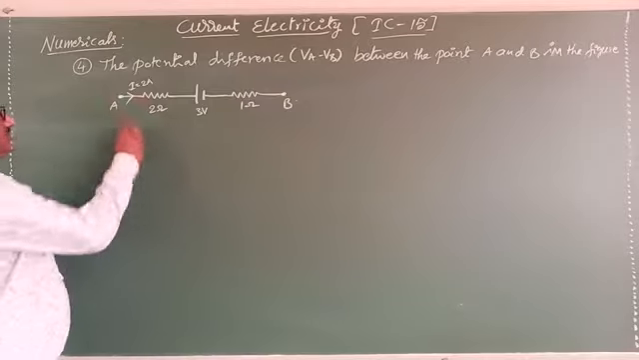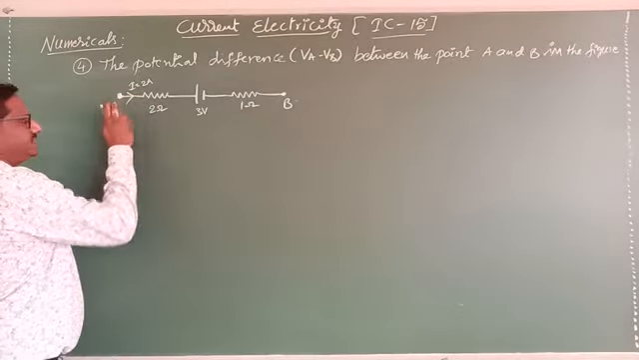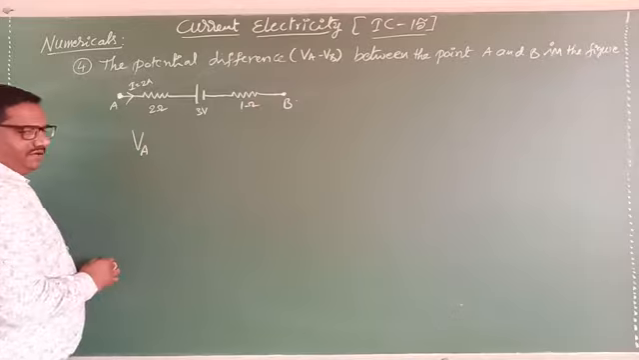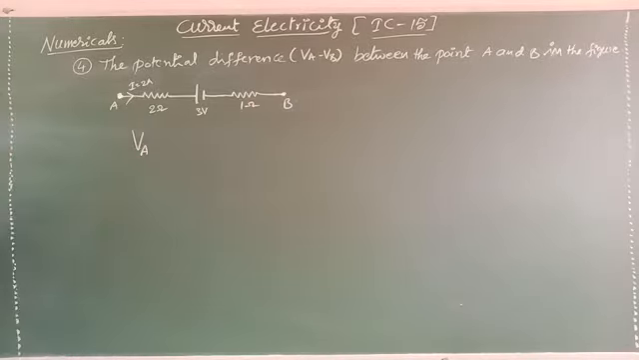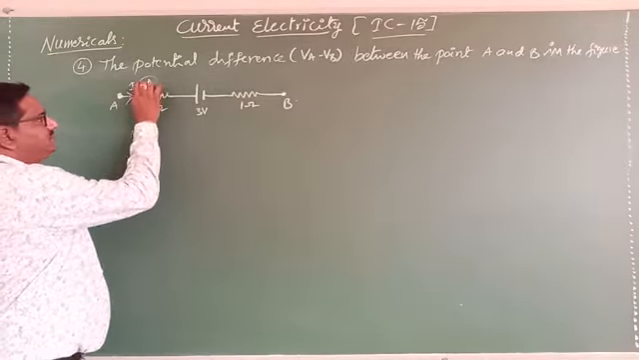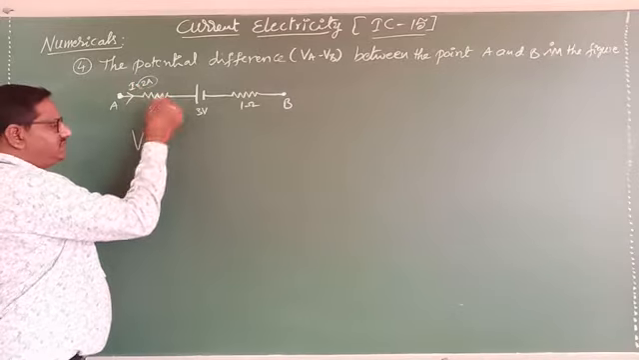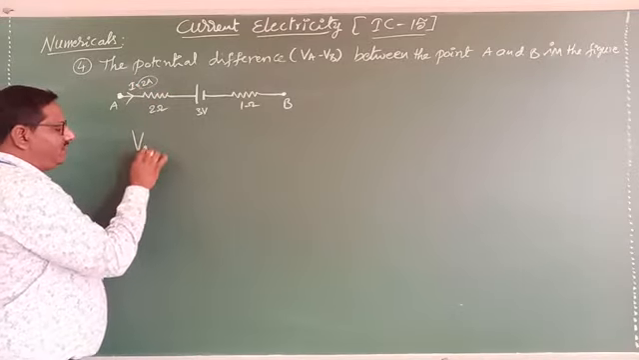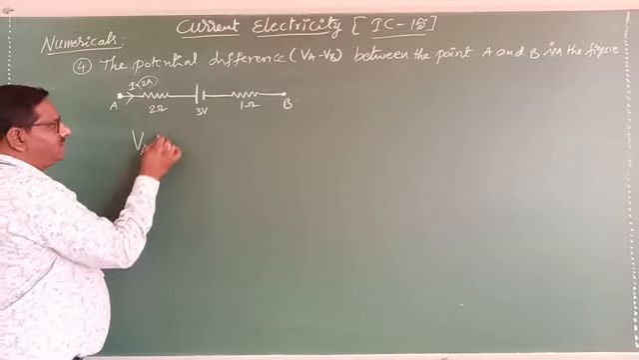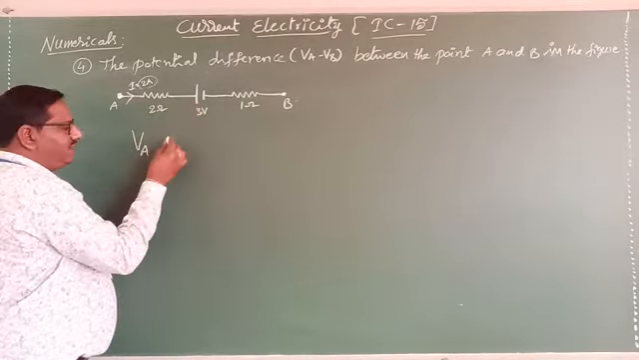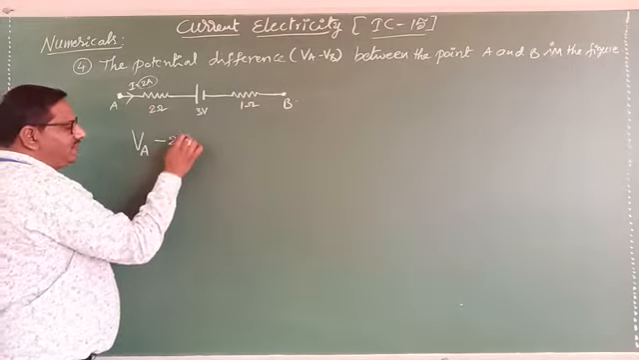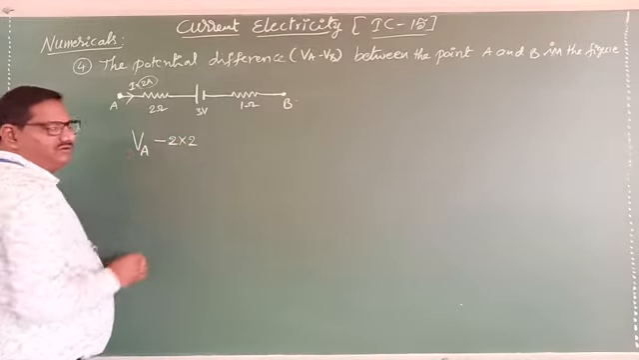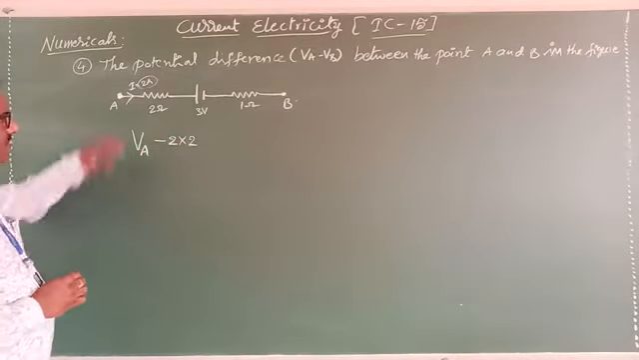How can you measure it? First of all, at this point we will take the potential as VA. Then next, a current of 2 amps flows across this 2 ohm resistor. So I will write it as one current direction, then minus 2. Why? Because of the current. So current minus 2 into 2.